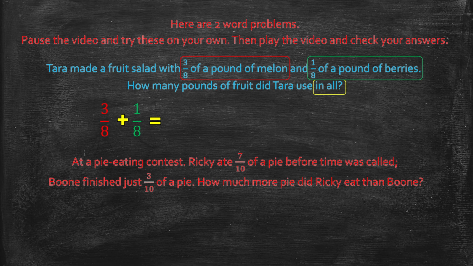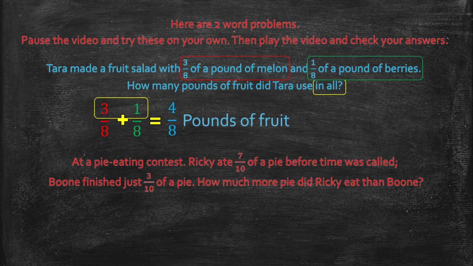And because the denominators are the same, we keep the eights the same. And we only have to add the numerators. So 3 plus 1 gives us 4/8. But this is a word problem. We're not done yet. We always have to add what the problem wants to know. And in this problem, how many pounds of fruit did Tara use in all? So our answer would be 4/8 pounds of fruit.